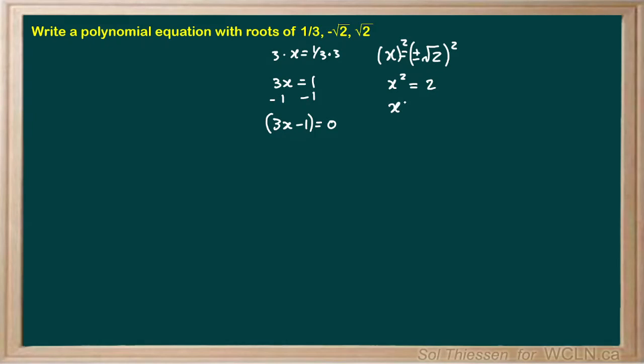And then subtracting 2 from both sides, maybe I'll write that. We end up with x squared minus 2 equals 0. So x squared minus 2 is the factor that would give roots at plus or minus the square root of 2.